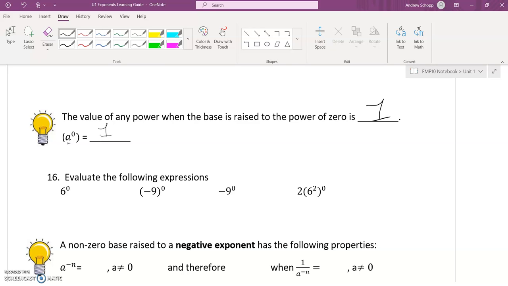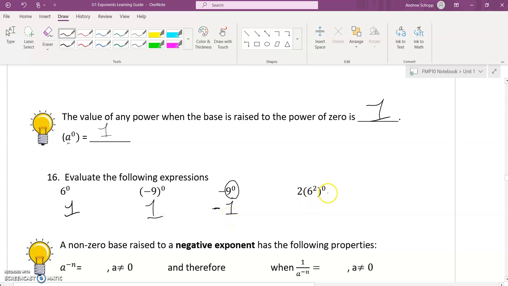Okay, hopefully you've had a chance to give these a try on your own. 6 to the power of 0 will be 1. Negative 9 to the power of 0, 1. The negative of 9 to the power of 0. Well, the negative is not included in the base here. So I know that I have this negative of 9 to the power of 0, and 9 to the power of 0 is 1. So this actually simplifies to be negative 1.